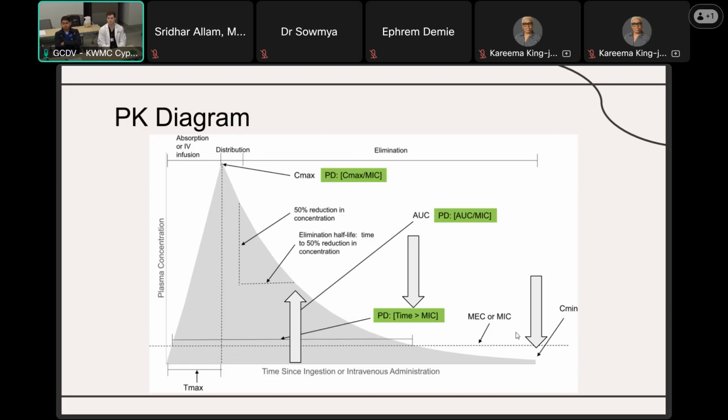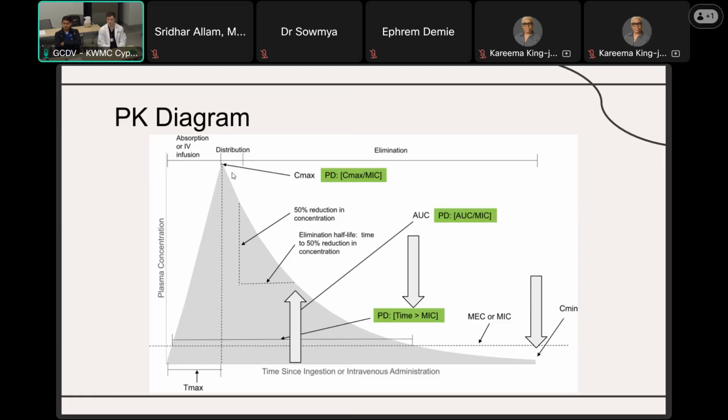So for aminoglycosides, what we do is you keep the dosing the same, even if the clearance is reduced in kidney patients. You keep the dosage that you give the same, but you prolong the duration at which you give the antibiotic dose. Right? So that way you are avoiding high trough levels, but you're keeping the Cmax.